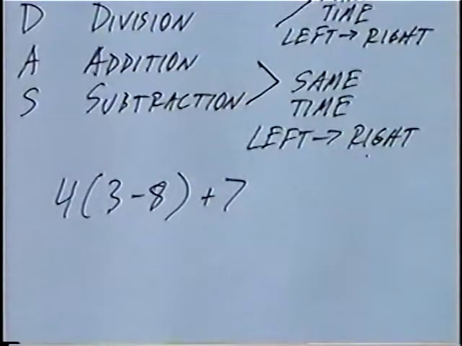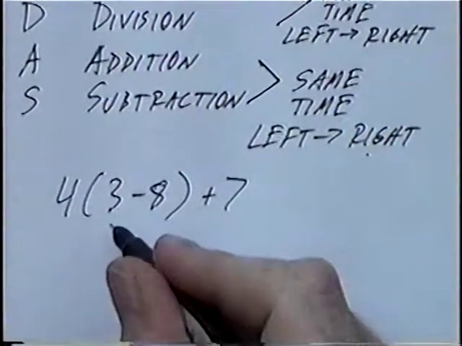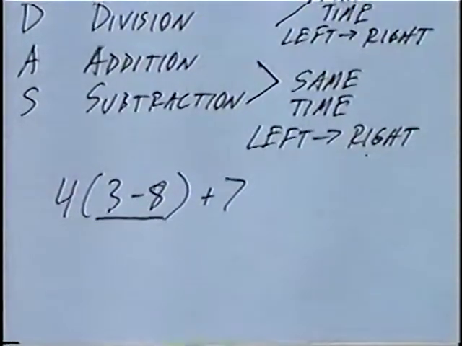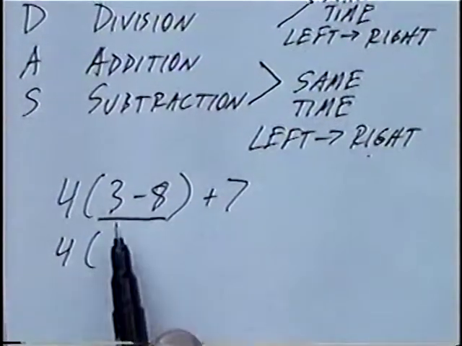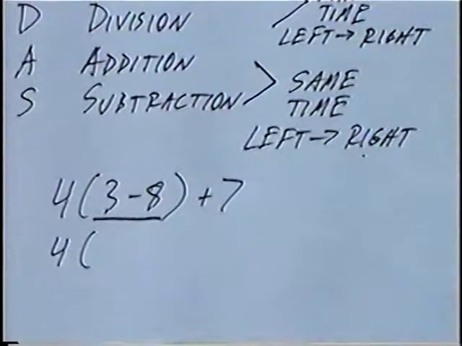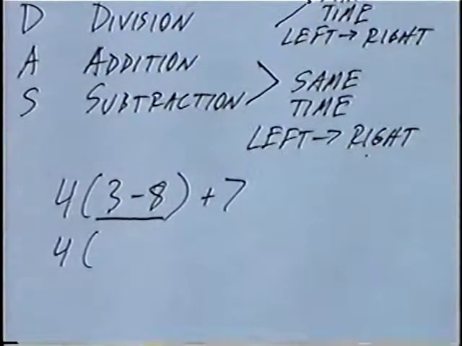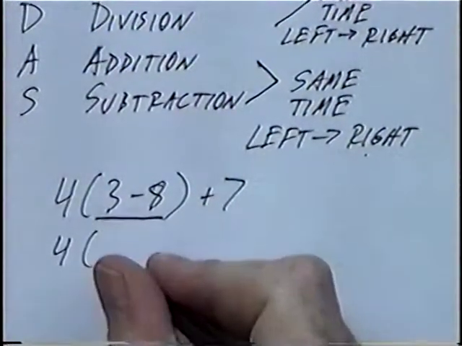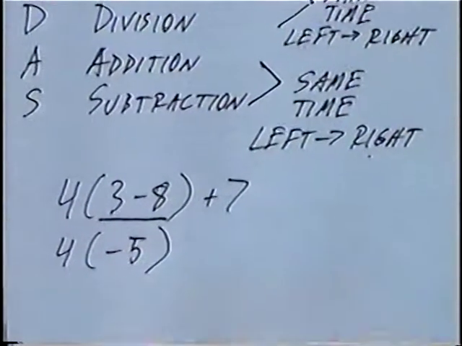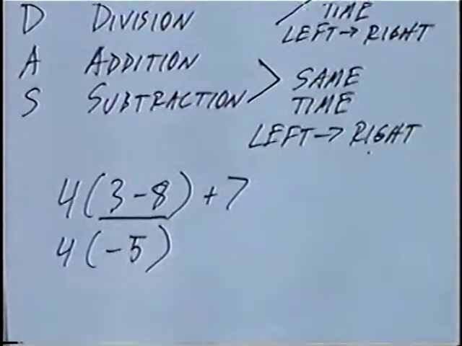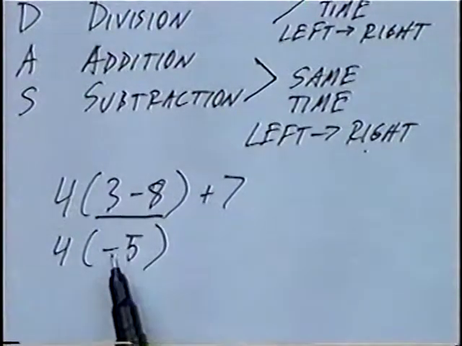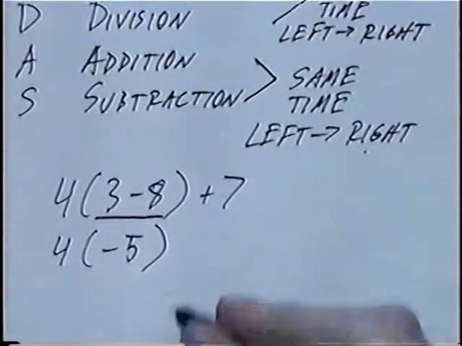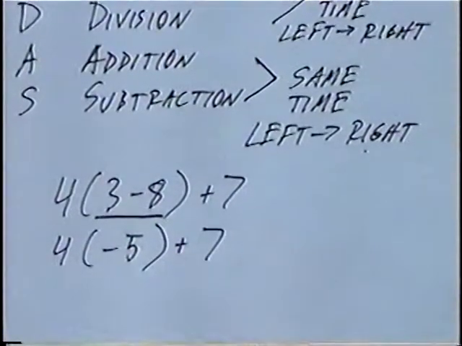Following PEMDAS, the first letter P, parentheses, means we'll solve what's inside the parentheses first. So the 4 will stay the same. And inside the parentheses, we'll subtract 3 minus 8, which is equal to negative 5. Different signs, so we subtract the numbers. 8 minus 3. 8 is the bigger number, so we'll keep the negative on there for negative 5. And plus 7 would come down.